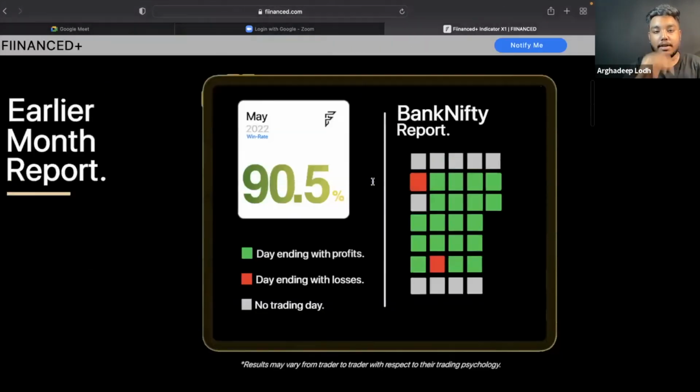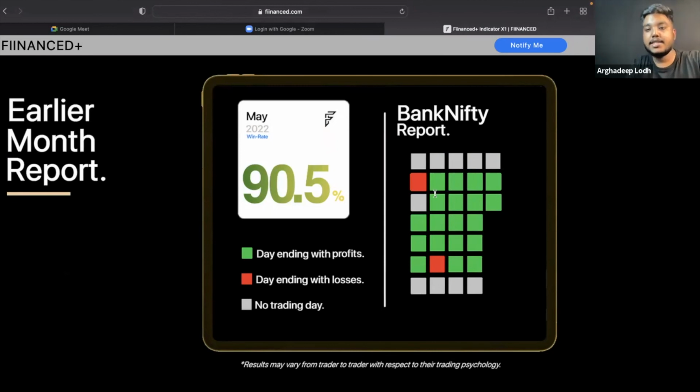Here is all, see this is May month. In May month in Bank Nifty the win rate was 90.5%. 90.5% win rate. कितना दिन टारगेट हिट हुआ? See, everything is given. बैंक निफ्टी में May में, see all the green days, the indicator gave profit.